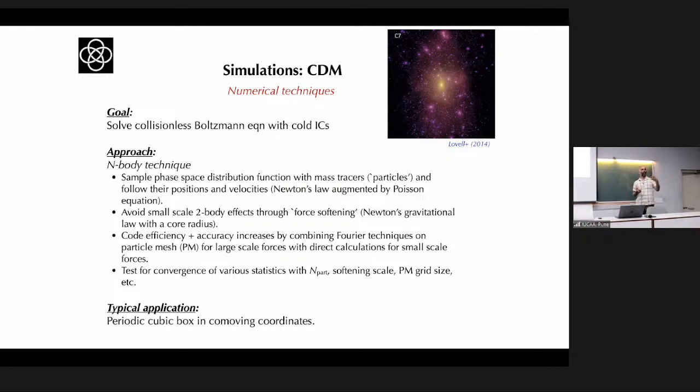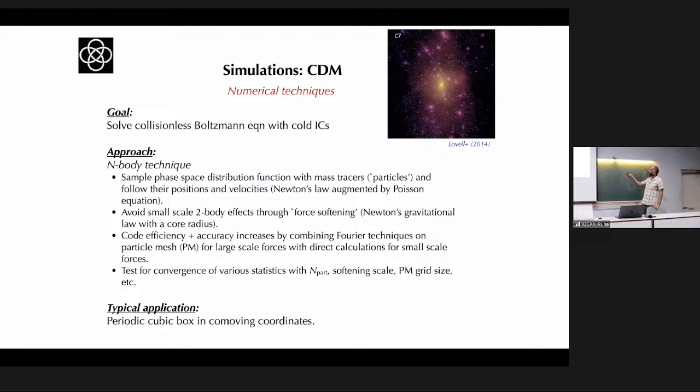When you take moments of this Boltzmann equation, when you multiply the Boltzmann equation by powers of velocity and then integrate over velocity, you will get the fluid equations. The continuity equation comes from integrating the Boltzmann equation just like that. The Euler equation comes from multiplying the Boltzmann equation with the velocity vector and then integrating over velocities, and so on and so forth. So there's a well-defined approach to doing this.